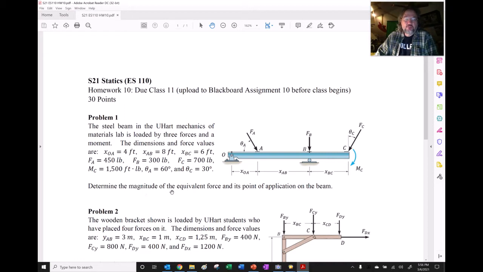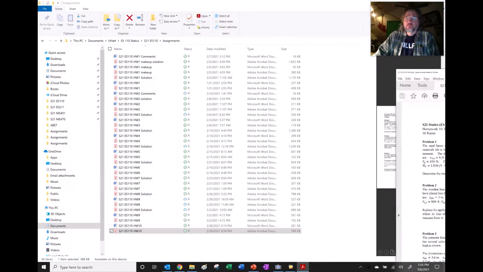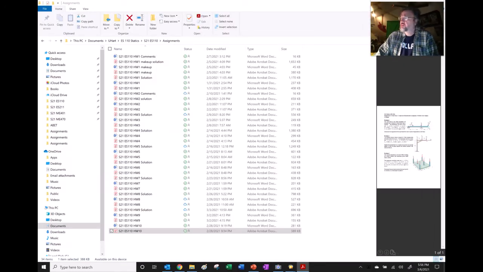And we want to determine the magnitude of the equivalent force and its point of application on the beam. Right, so we just want to have a single force that gets applied to this beam. So let's bring this over here to this other side and take a look at our camera here.